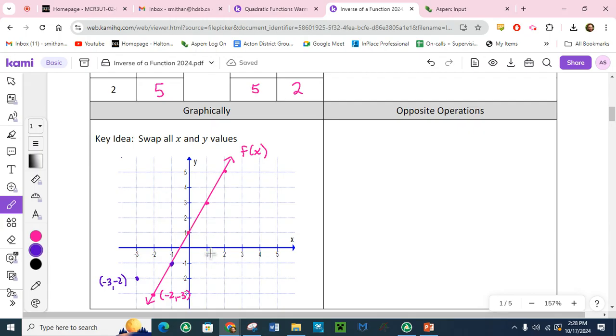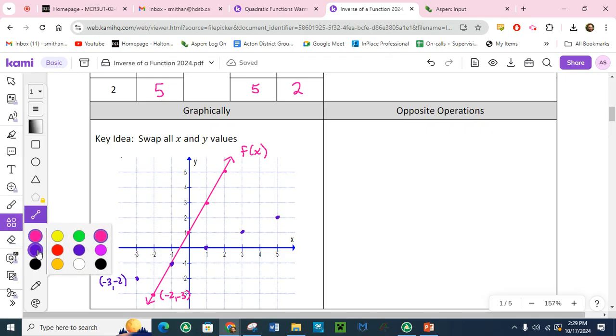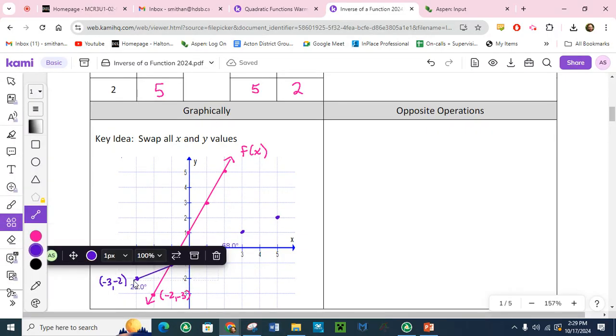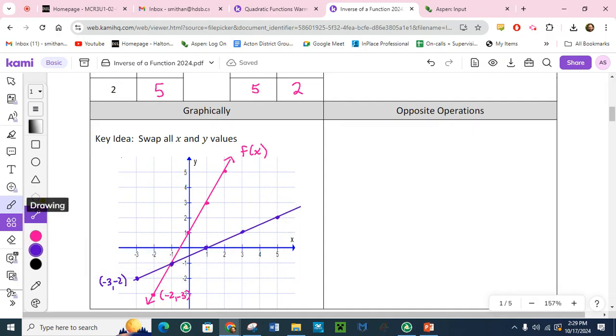So from 0, 1, we go to 1, 0. And from 1, 3, we go to 3, 1. From 2, 5, we go to 5, 2. What's that look like? Looks like a linear function, doesn't it, guys? That's a pretty neat idea. So let's finish our line off. And then I just got a small note to add. So far, so good. Not so bad, this inverse of a function. And I'm going to very clearly label that the inverse of f, like so.